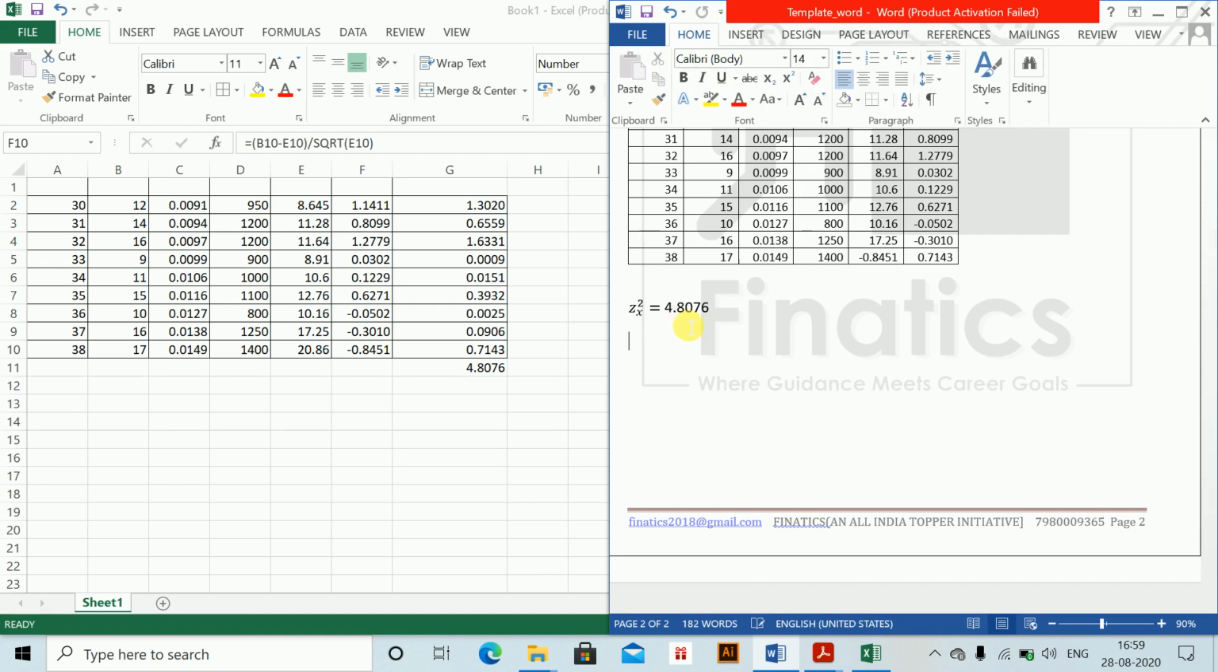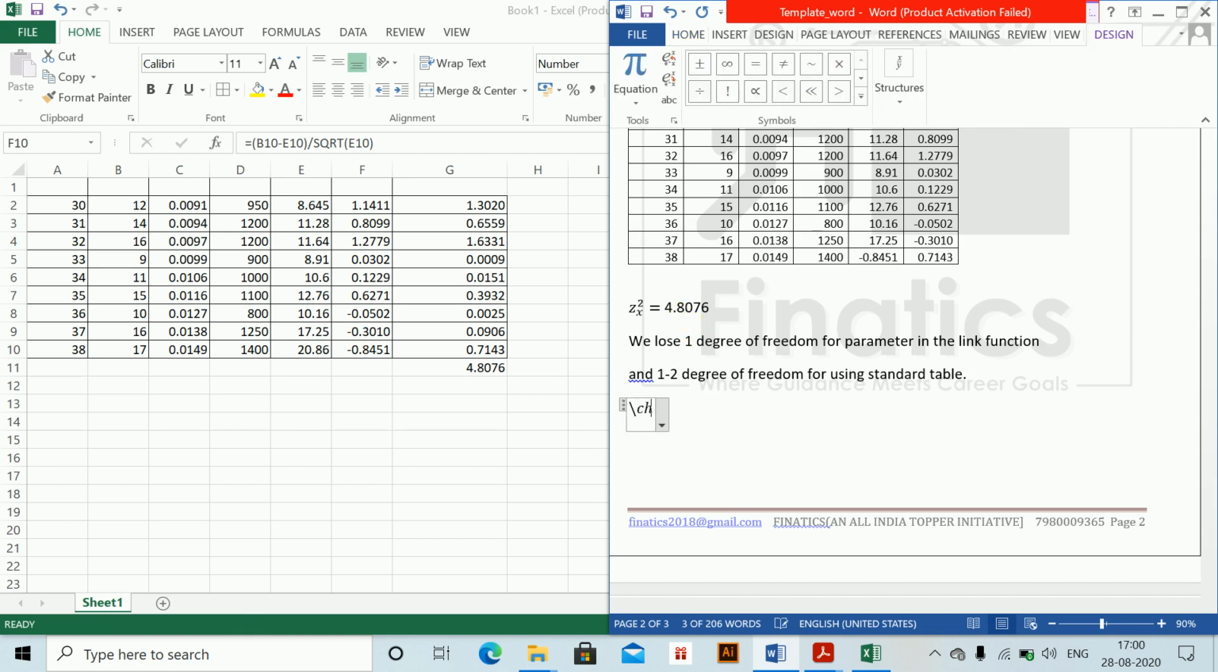So if you see for degrees of freedom, first we lose 1 degree of freedom for parameters in the link function, and 1 to 2 degrees of freedom for using standard table. Okay, so you can either do for chi-square 8 or chi-square 7. I am doing for chi-square 7. So alt equals to backslash chi-square underscore 7 is equals to, from the tables, chi-square 7 is 14.07 for 5%.